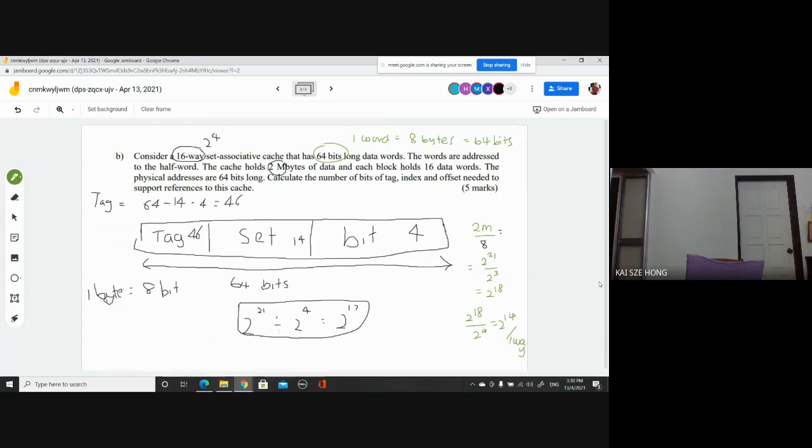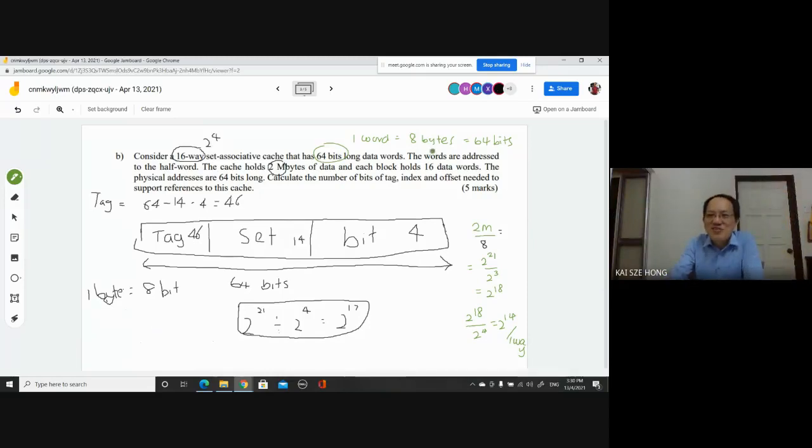When you have 16 ways, you have to divide by 16, because the cache size has to be divided by however many ways there are. The words are addressed to the half word. Oh, another thing here, the words are addressed to the half words. Oh no, we have to add one thing. That's a very tricky question.